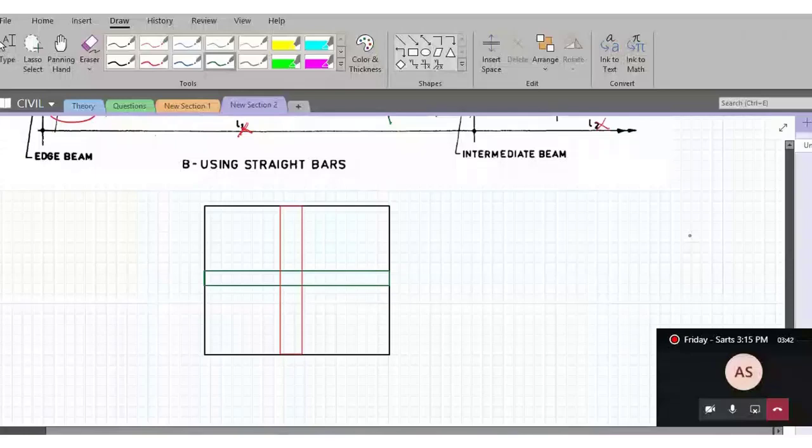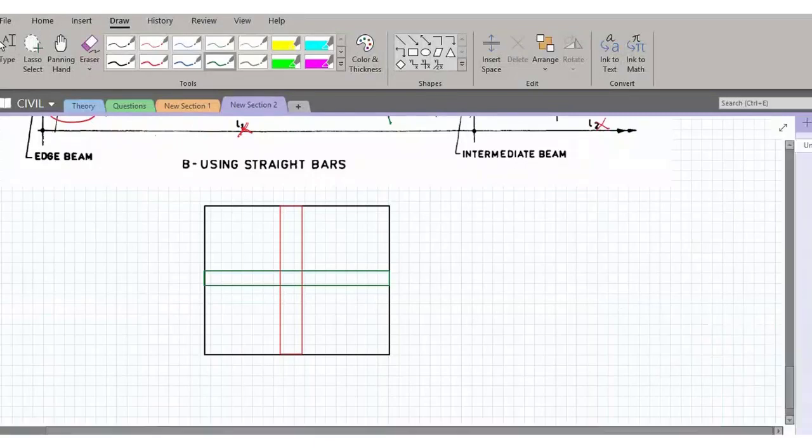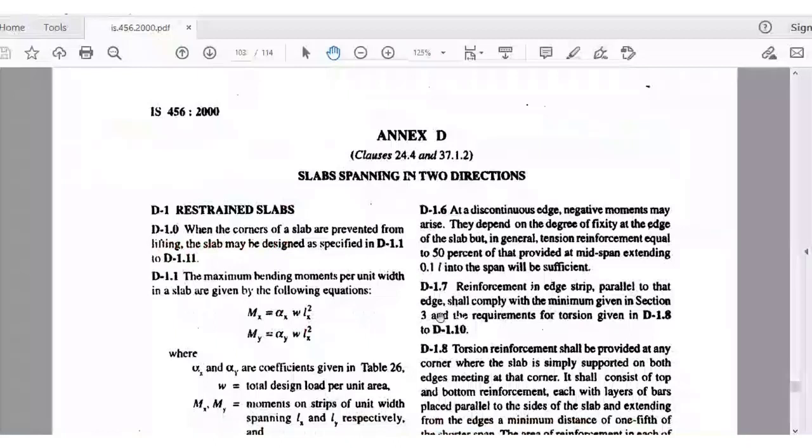So last class we had just done the introduction with two-way slab, and by now you know if a slab is supported on all the four sides, the ratio of longer span to shorter span based upon the value. If it is less than 2, then you can design the slab as what? A two-way slab.